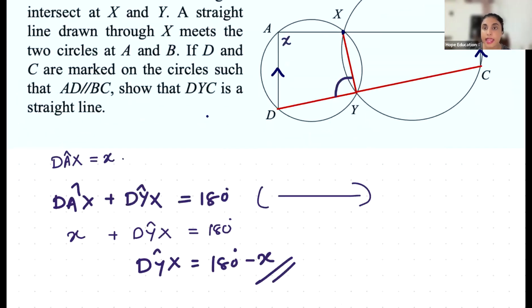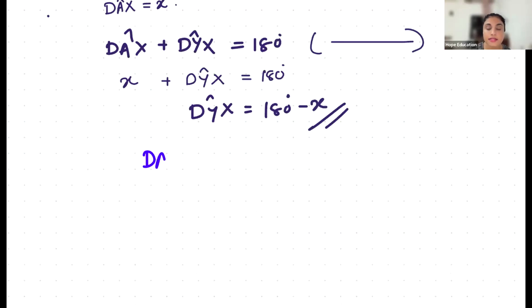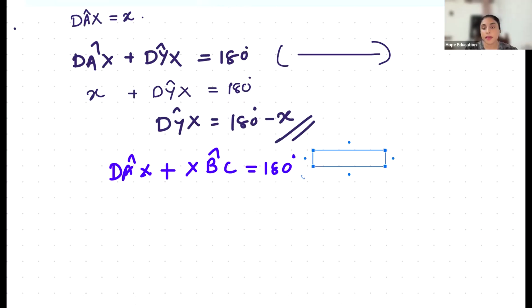DAX plus XBC equals 180. Why? Because allied angles between parallel lines are supplementary.